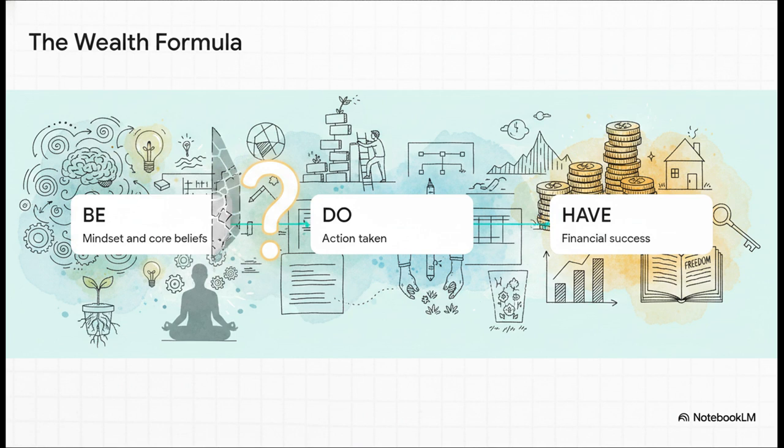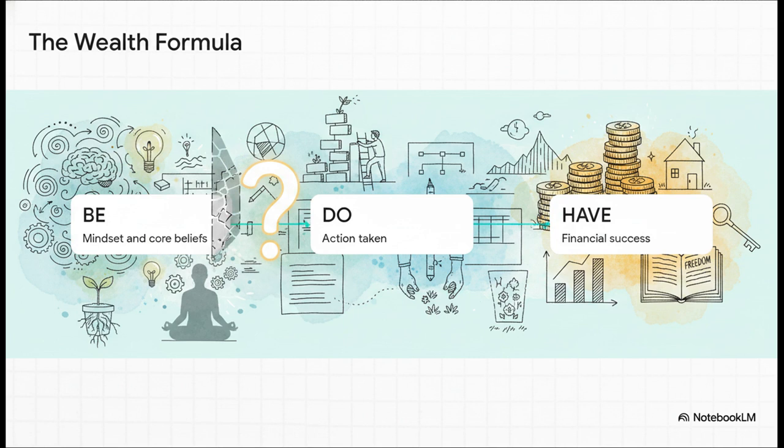See, most people look at the rich and try to instantly do what the rich do. Like, oh, I'll just go buy real estate or stocks, so they can have what the rich have. But they totally skip the most critical step, which is the be. You literally cannot just do what a successful investor does without first being a person who has the mindset, the core beliefs, and the financial intelligence of an investor.